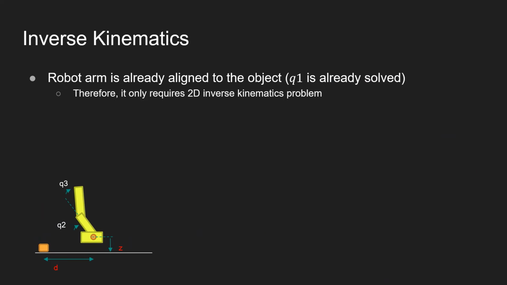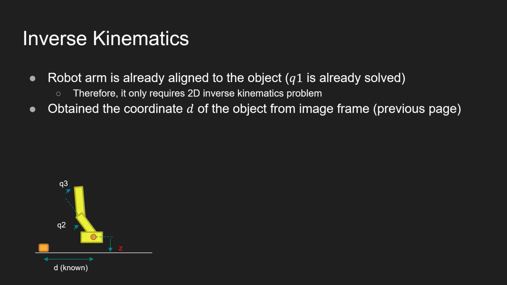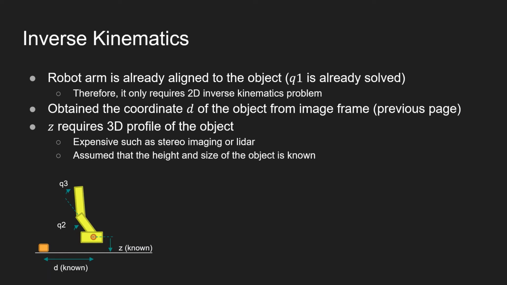The next step is solving inverse kinematics. The robot arm is already aligned to the object, which means Q1 is already solved. Also, I have obtained the distance d from image frames. So, what else is needed is the value of z. Z is usually determined by 3D profiling of the object, such as by stereo imaging or LiDAR, but they are expensive. In this project, I used an assumption that height and size of the object is known.